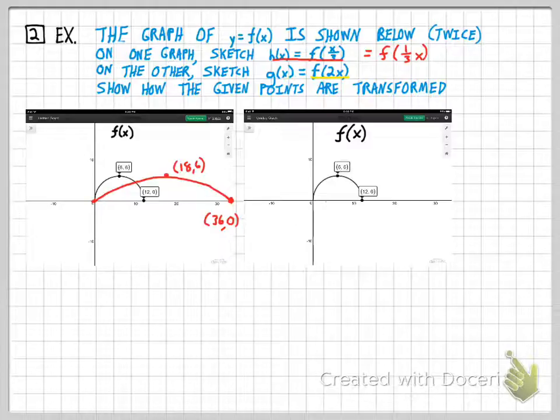Alright, our second example is also an example of f of a number times x. In this case it's 2. Since 2 is bigger than 1, you're going to see a horizontal shrink by a factor of 2. The point (12, 0), we're going to divide that x coordinate by 2, you get 6, and (6, 6) is going to become (3, 6). Again, every single point in the graph is going to be affected in the same way, and so you get a graph that is a horizontal shrink.